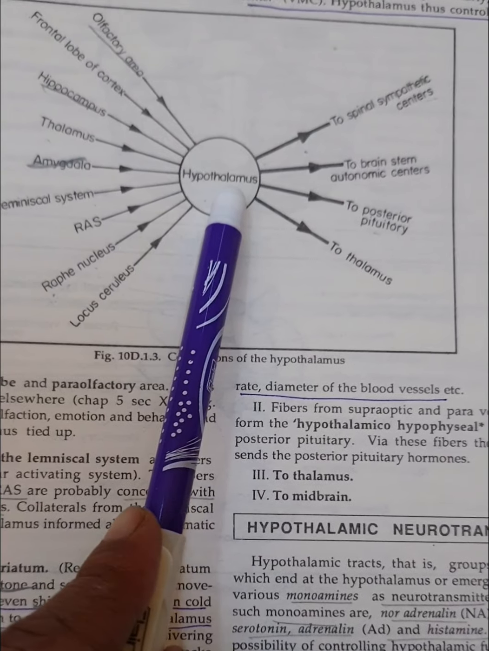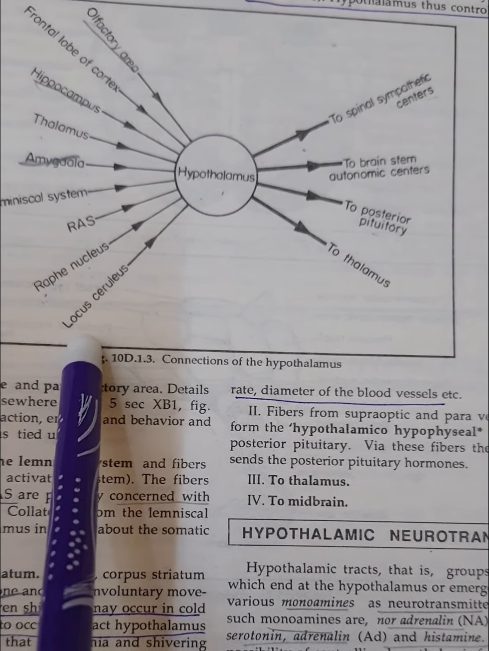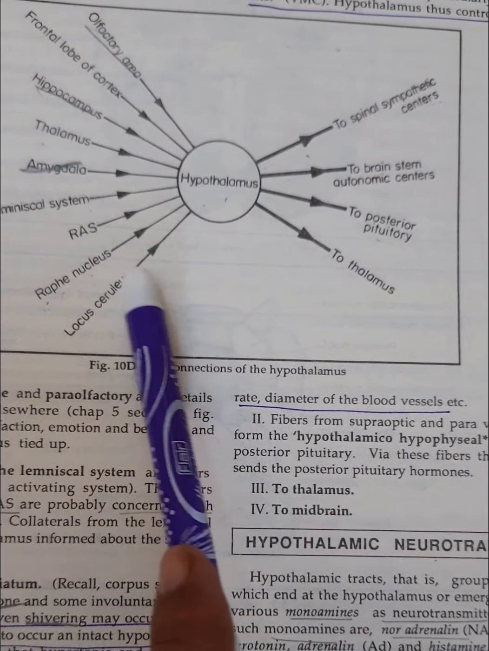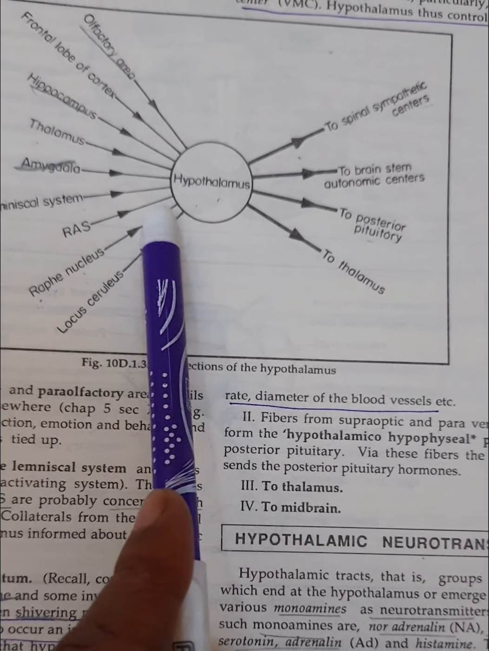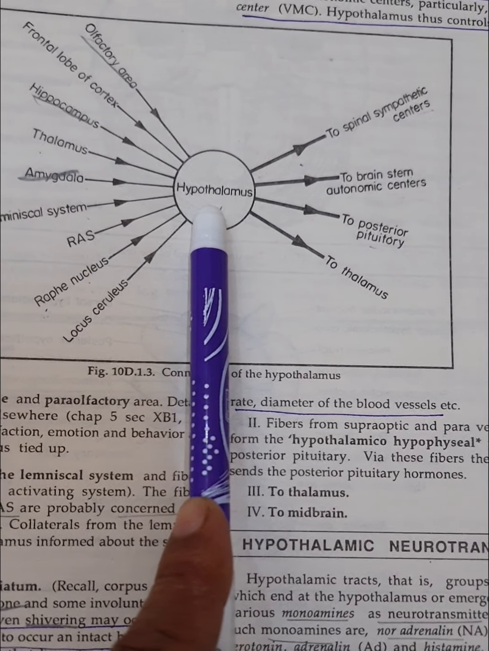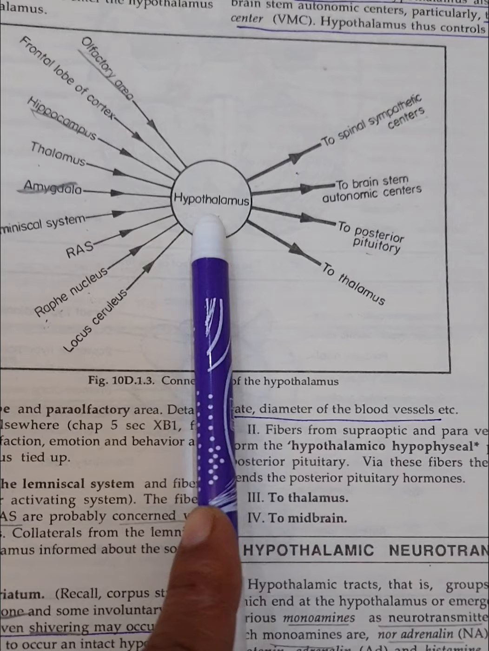Hypothalamus also receives impulses from the raphe nucleus and locus coeruleus area of the brainstem. Hypothalamus receives impulses from the reticular activating system, so it is related to the circadian rhythm or sleep wake rhythm of our body.